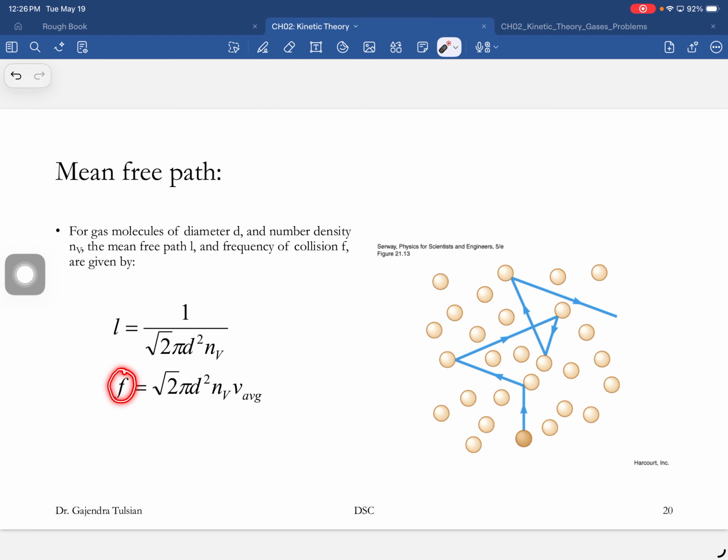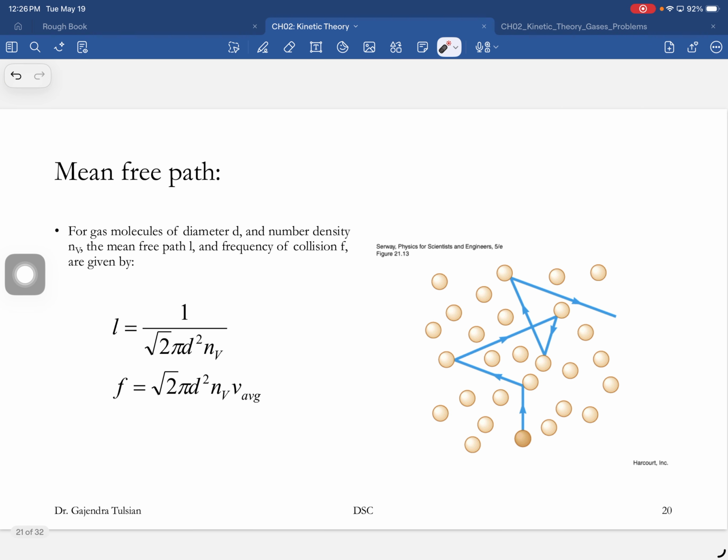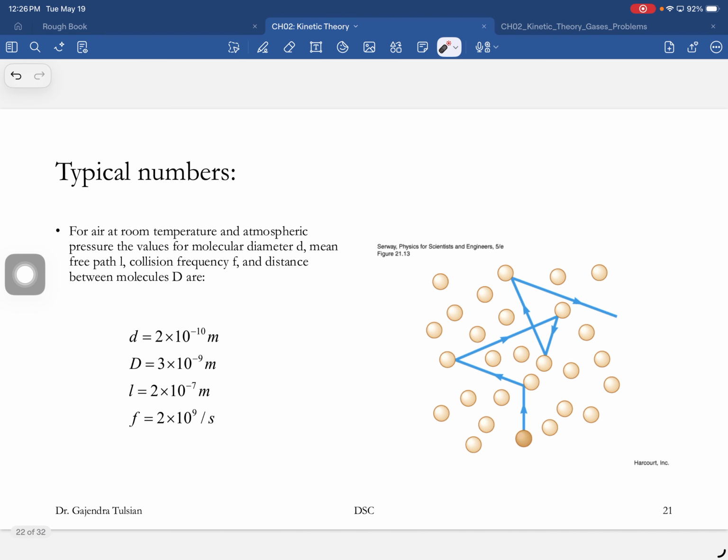This is the frequency of collision, how many times it will collide per second. Again, it depends on the size. The bigger the molecule, the more collisions will happen. The greater the density, the greater the collisions. The faster it's traveling, the greater the collisions. So those are important numbers.